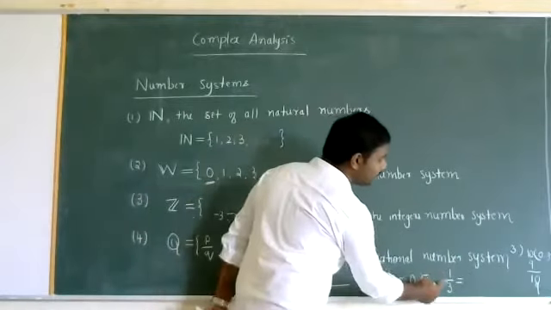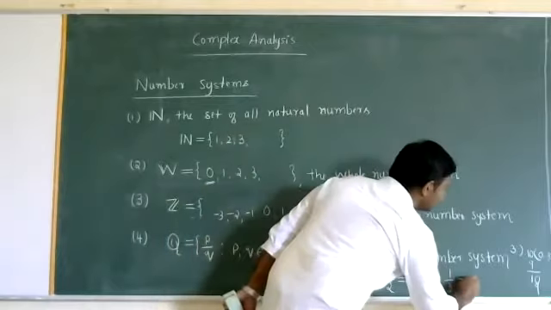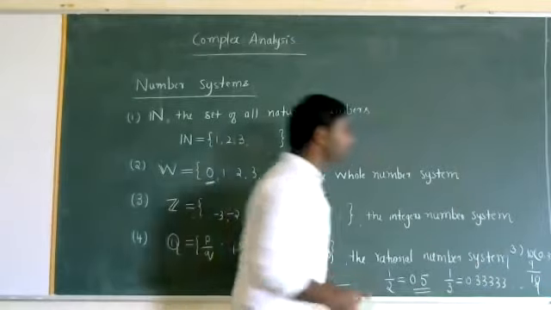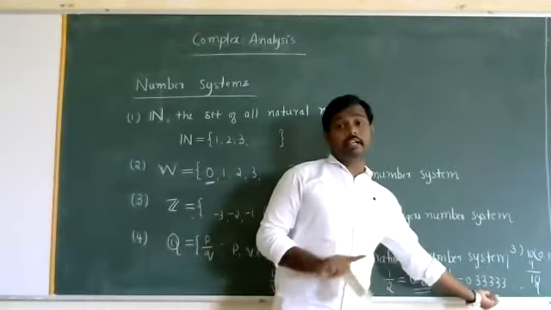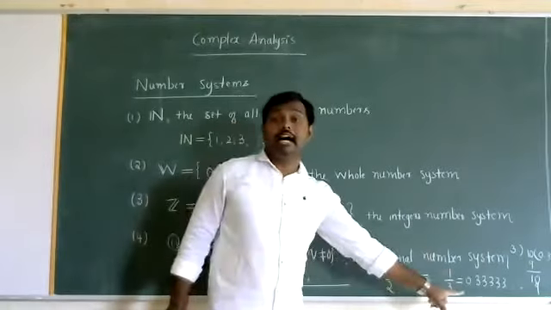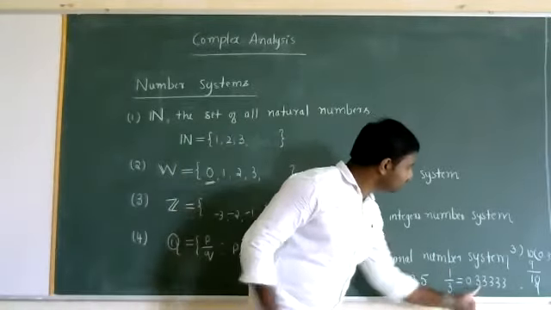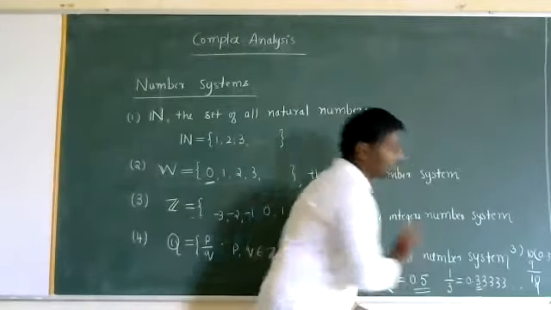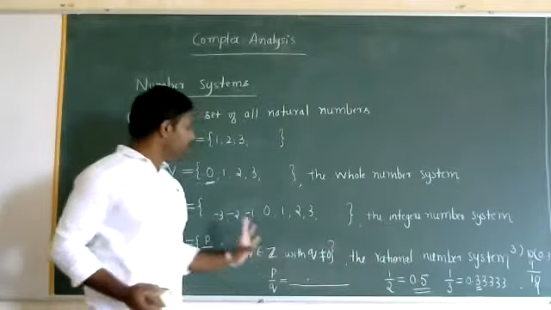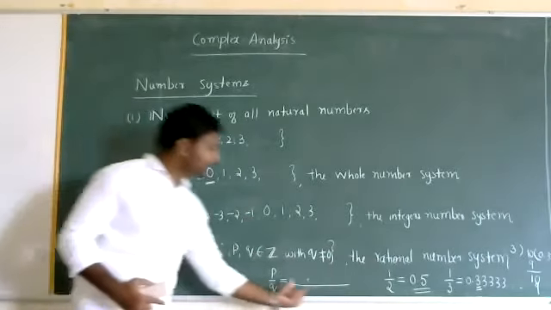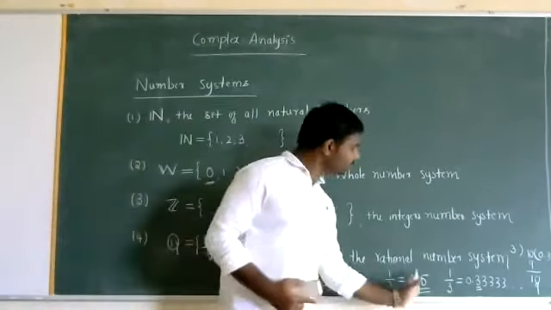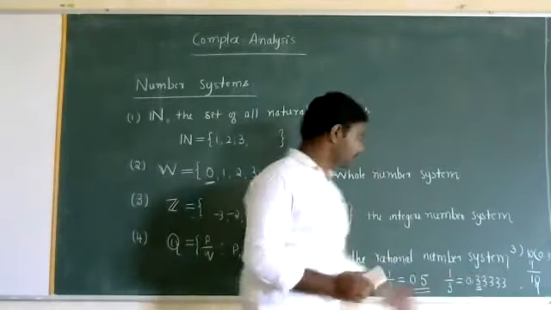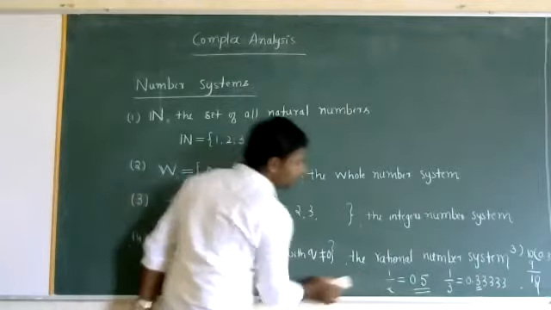So the decimal representation of 1 by 3 is 0.3333, and it goes on. So it is a non-terminating decimal, but it is a recurring decimal because the digits after the decimal point repeat, and that digit is 3. In this way, if you represent any rational number in decimal form, either it is a terminating decimal or it is a recurring decimal.